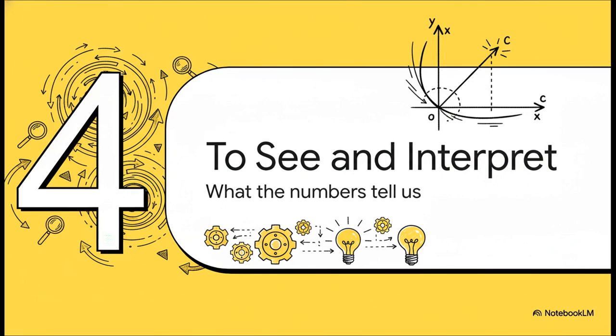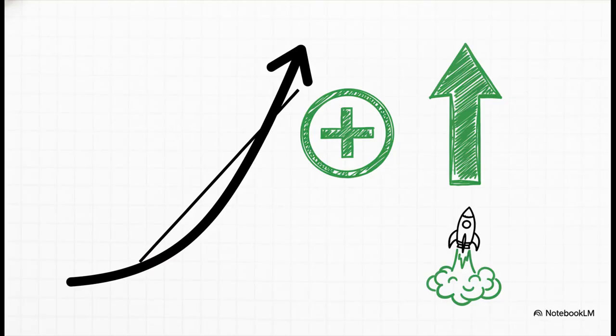And that brings us perfectly into section 4, to see and interpret, because that final step, the interpretation part, that's where everything clicks. The number you get from a derivative, it's not just a number, it's telling you a story about what is happening at that one single point in time. So if your derivative turns out to be a positive number, what does that mean? Simple. It means the graph is rising. It's heading uphill. In our business example, a positive derivative means costs are actively going up at that very moment.